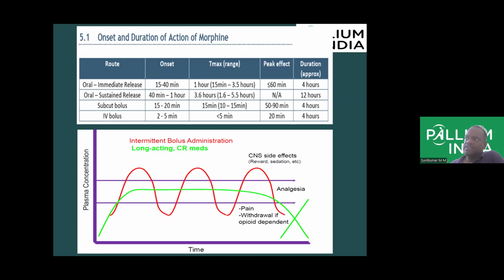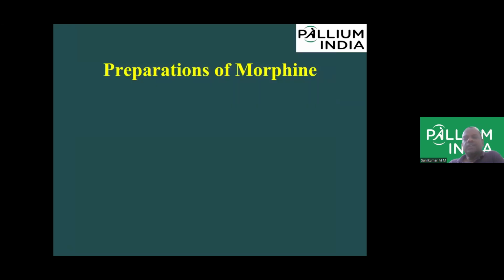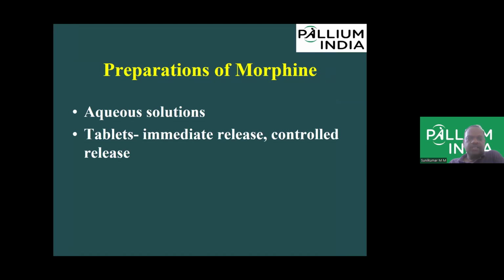But we also have to understand that it is costly compared to immediate release morphine. It is almost twice as costly as immediate release morphine. So what are the preparations of morphine available in India? One is aqueous solution, that means syrup, but this is not available everywhere. It is specifically available in some centers only. Then we have tablets as well as capsules, both available as immediate release and controlled release form. Then injection.